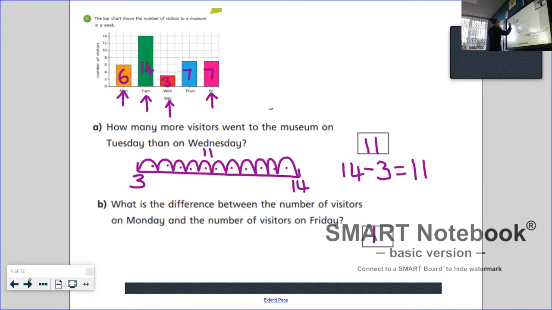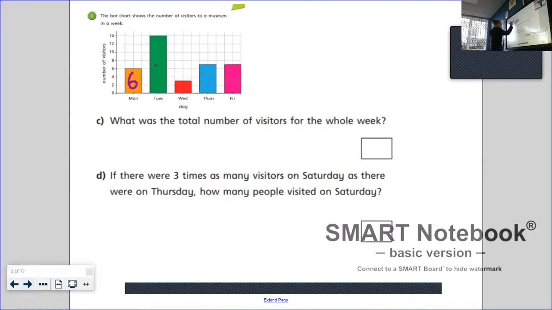So I'll do my totals again: 6, 14, 3, 7, 7. That just helps me out. So what is the total number of visitors for the whole week? What are we needing to do? Well, we are needing to add up all these numbers. So we've got 6, 14, 3, 7, and 7.